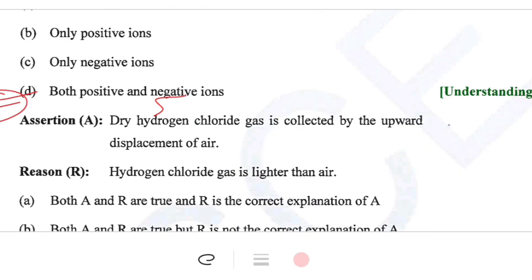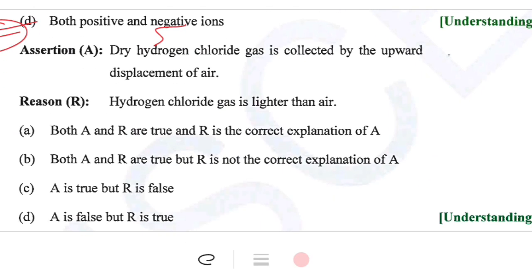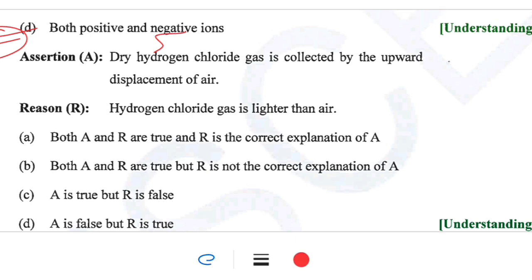Let us move on to our next question. Assertion and reasoning type. Assertion: dry HCl gas is collected by upward displacement of air, and the reason is HCl gas is lighter than air. Whenever this type of question is asked, first check whether each statement is correct or not, true or false. So the assertion says dry HCl gas is collected by upward displacement of air. So yes, true. It is generally collected by this method only.